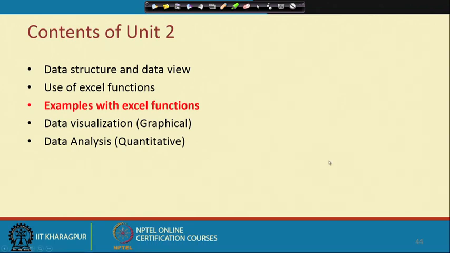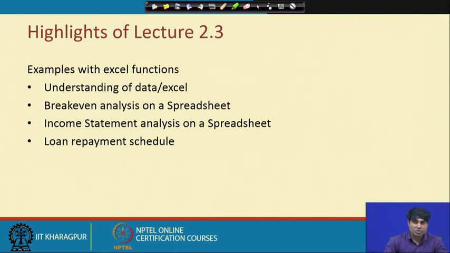Of course, we have discussed a couple of examples already, but still we will just highlight once again as per your requirement. In this lecture we are supposed to know something more about the understanding of data and Excel use, and I will connect with some financial examples like break-even analysis, income statement analysis, and loan repayment structures. And again Excel has a beautiful kind of environment, the spreadsheet, where all these things can be very easily evaluated and analyzed.